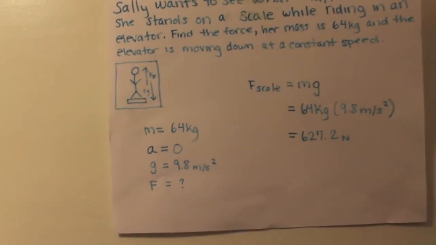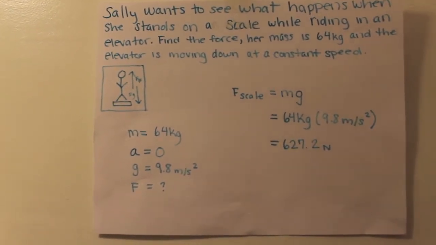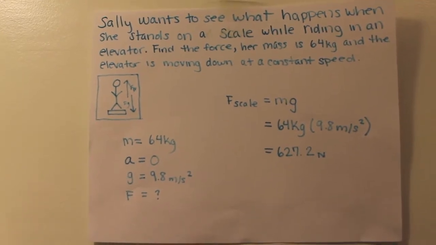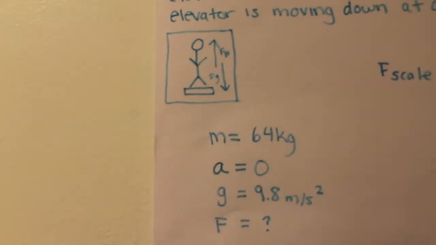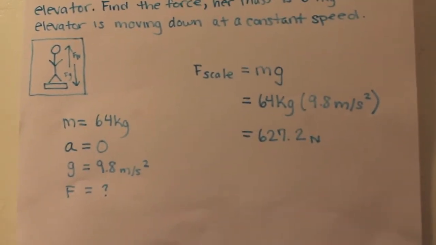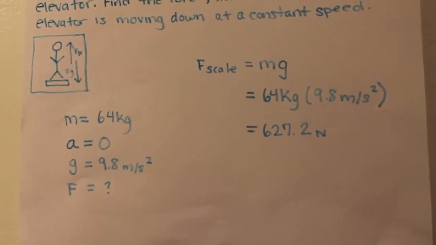Sally wants to see what happens when she stands on a scale while riding in an elevator. Find the force. Her mass is 64 kilograms and the elevator is moving down at a constant speed. We first draw our diagram, list our known values, and then we use the formula F scale equals mg. We plug in our known values and that equals 627.2 newtons.